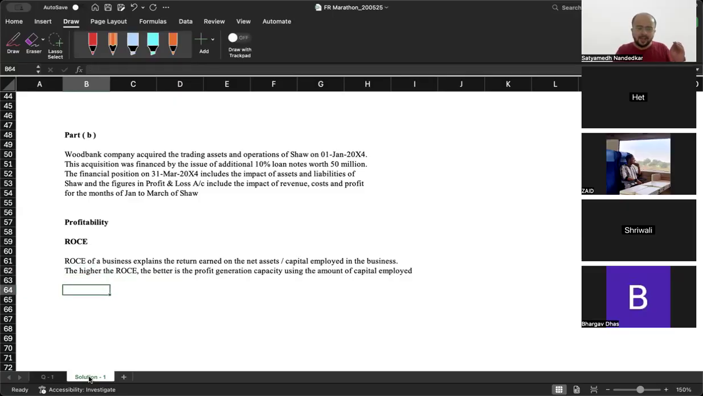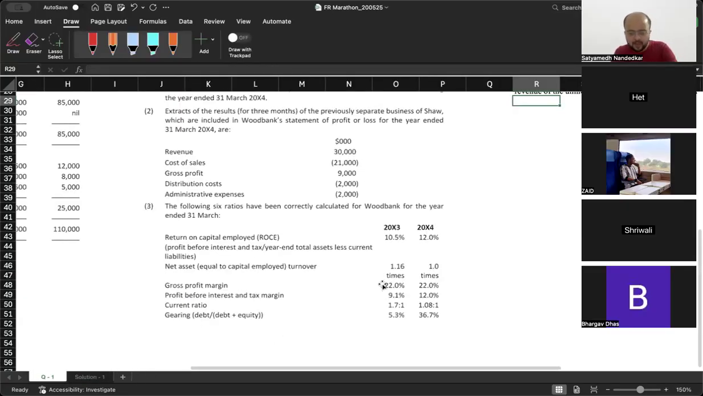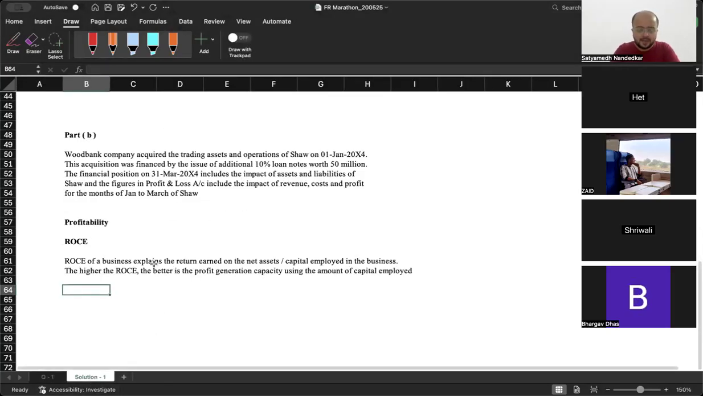what is the return you are getting, then make a factual statement. Factual statement means, say that in the year 2003 it was 10.5 and in the year 2004 it is 12%. ठीक है. And कितना percentage improve हुआ वो भी लिख दो. ठीक है. Always start with a factual point, something that you can see.